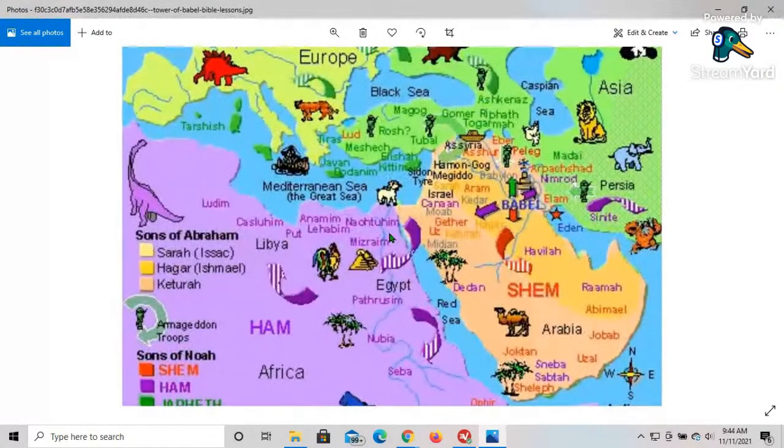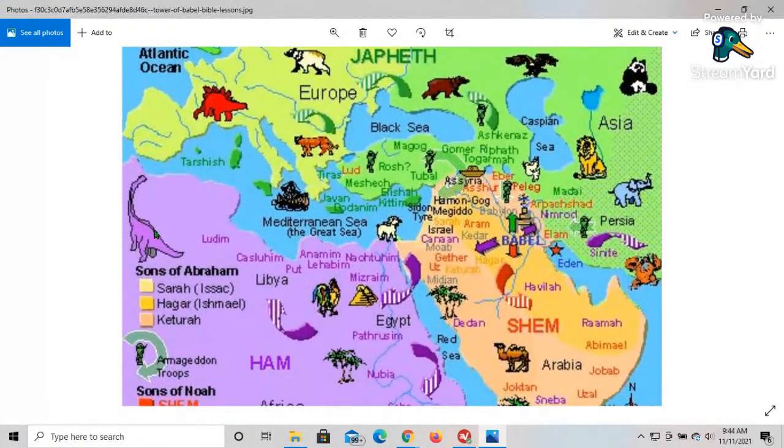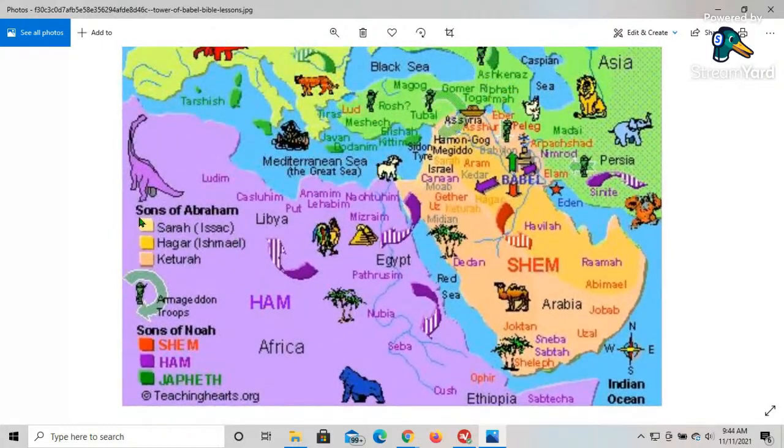This is a good map. You can spend a lot of time looking at it because it's got pictures of animals on it, which is interesting. But more than that, there's the sons of Abraham by way of Sarah, Hagar, and Keturah. So it actually shows them here: Sarah, Hagar, and Keturah descendants.